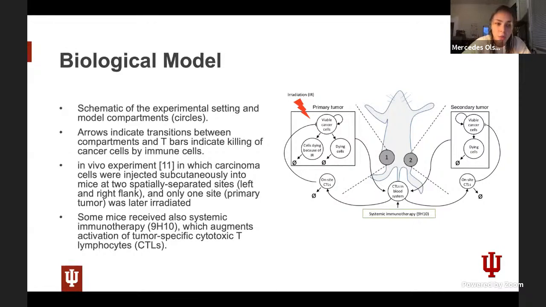They use the carcinoma cancer for this study in the paper. And then you can see that the one here is a little bit larger in the primary site, and then the second is a second tumor. Some of the mice in the study also received immunotherapy, which released the specific CTLs, or tumor-specific cytotoxic T cells. And then you can also see just where they flow as well.